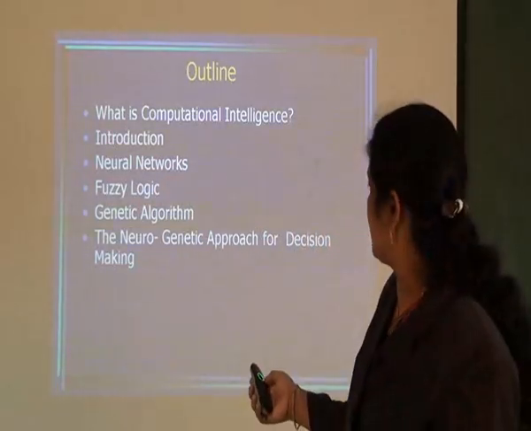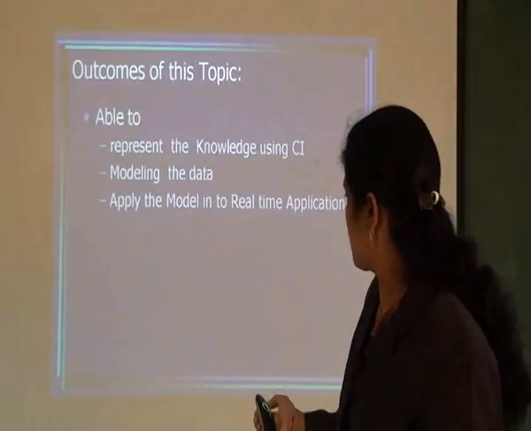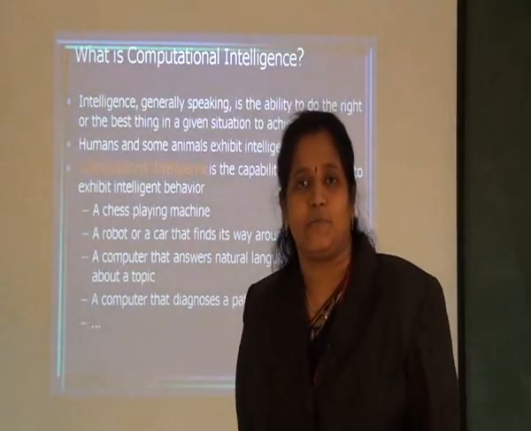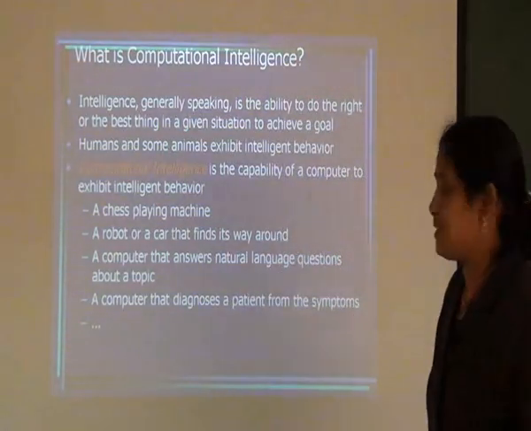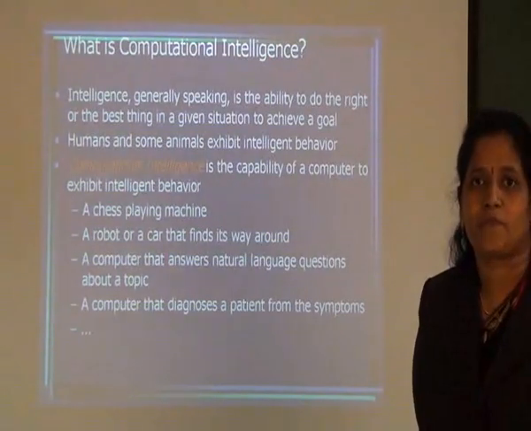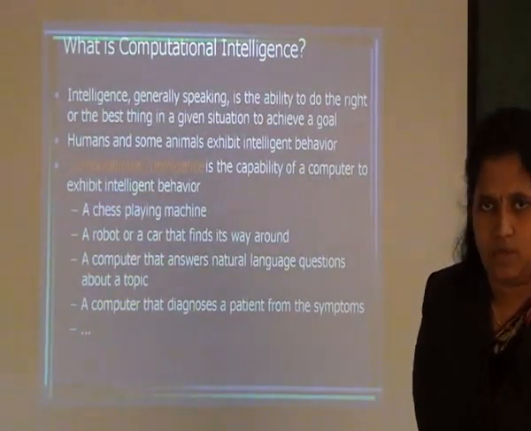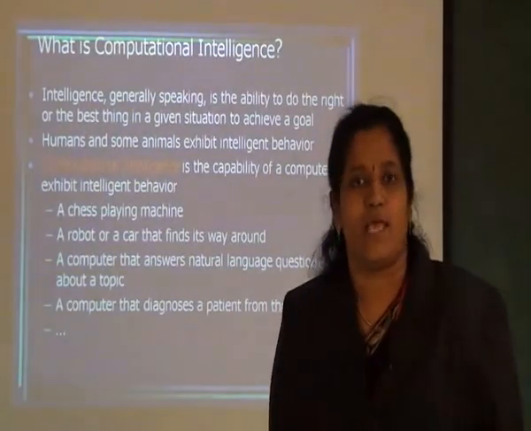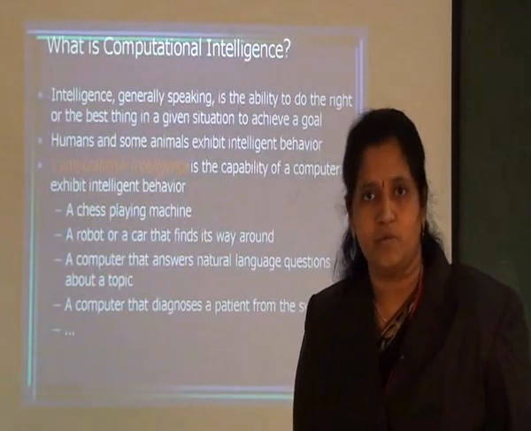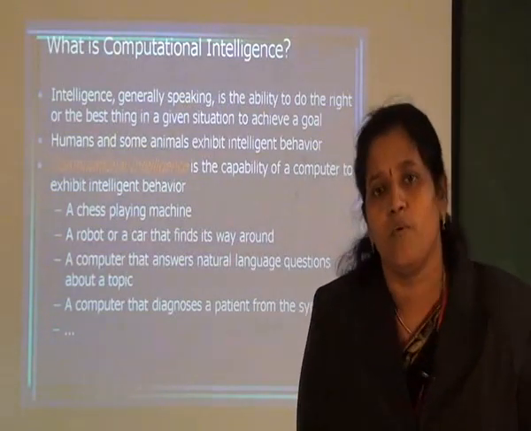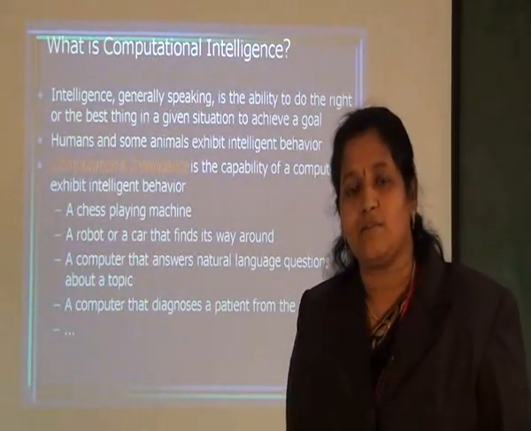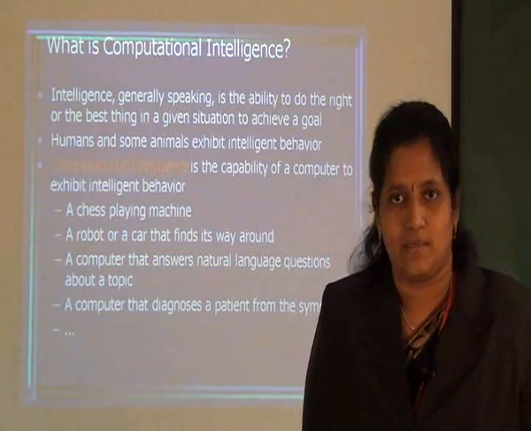What is computational intelligence? Intelligence, generally speaking, is the ability to do the right thing or the best thing to achieve a goal. Humans and some animals exhibit intelligence, but what about the computer? Does the computer have intelligence? No. We need to inject intelligence into the computer. That is called computational intelligence.